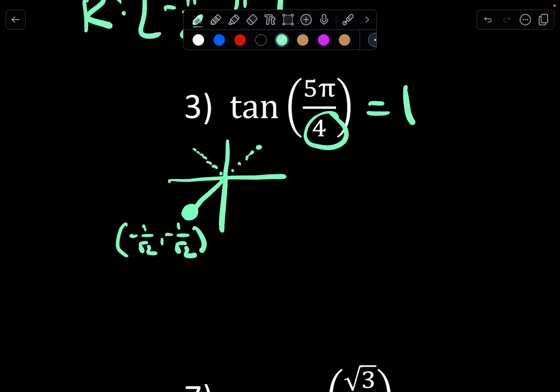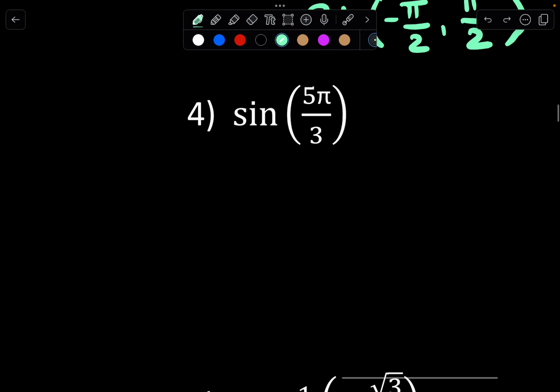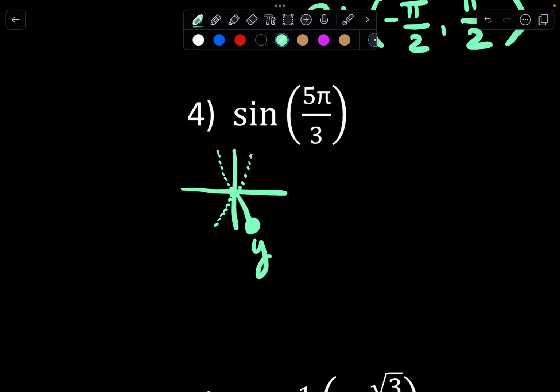Also, it's family of 4. Hopefully you know by now that tangent for all family of 4s will either be 1 or negative 1, depending on the quadrant. Number 4 is sine of 5 pi over 3. So here we have pi over 3 in quadrant 1, 2 pi over 3 in quadrant 2, 4 pi over 3 in quadrant 3, 5 pi over 3 in quadrant 4. Because this is sine, we're going to use y. We are closer to the y-axis, so it's going to be negative root 3 over 2.